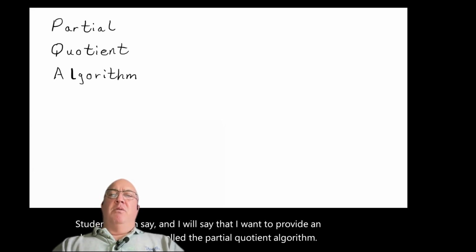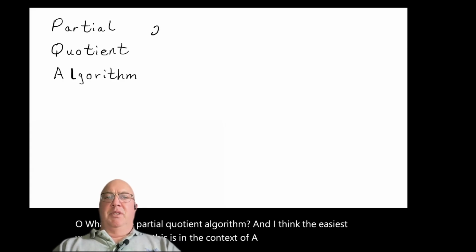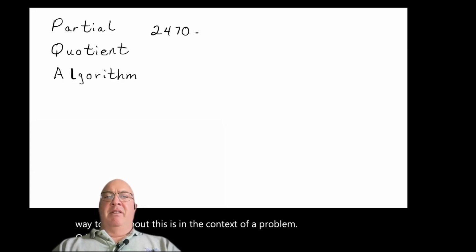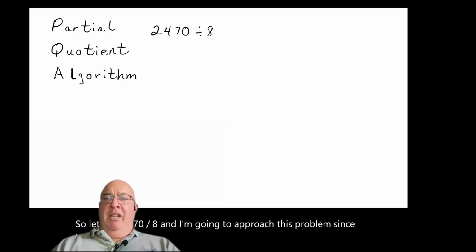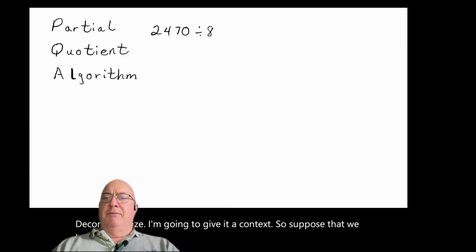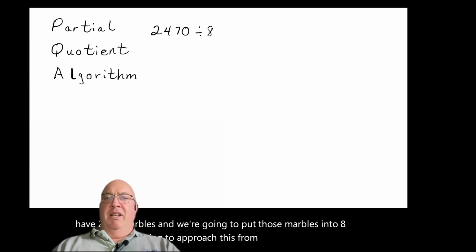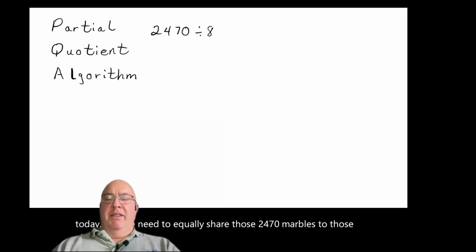So, what is the partial quotient algorithm? I think the easiest way to talk about this is in the context of a problem. Let's do 2,470 divided by 8. Since it's decontextualized, I'm going to give it a context. Suppose that we have 2,470 marbles, and we're going to put those marbles into 8 pots. So we're going to approach this from a sharing perspective today, and we need to equally share those 2,470 marbles among those 8 pots or bags, whatever you want to think of them as.